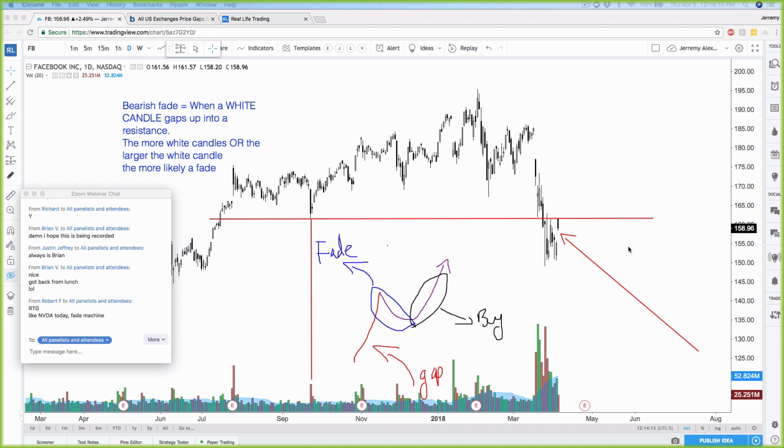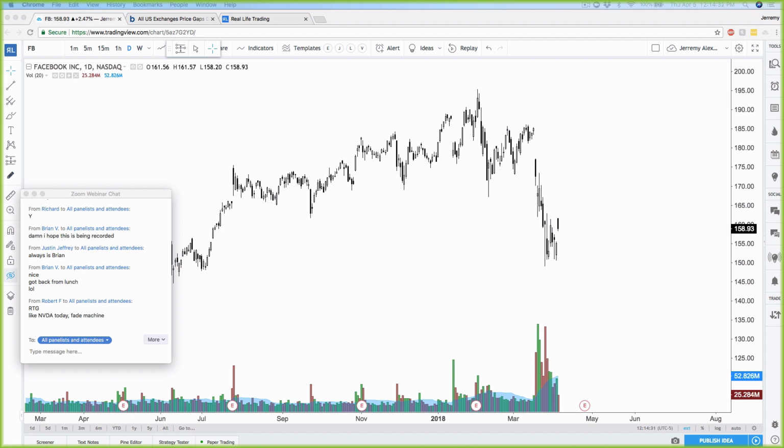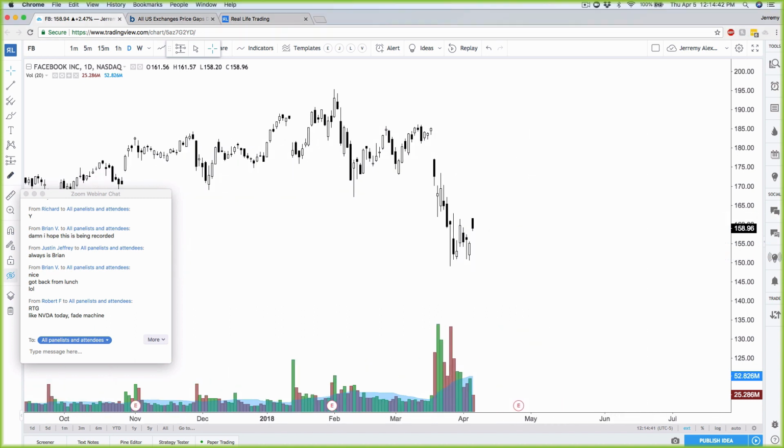But a bearish fade is when a white candle gaps up into a resistance, or again, more likely, the more you have a bullish candle gapping up, you are going to get that sell-off. Because when you're dealing with bullish candles, right? When you're dealing with bullish candles, anyone who bought yesterday on Facebook, are they profitable? Yes or no? The answer is yeah, absolutely.